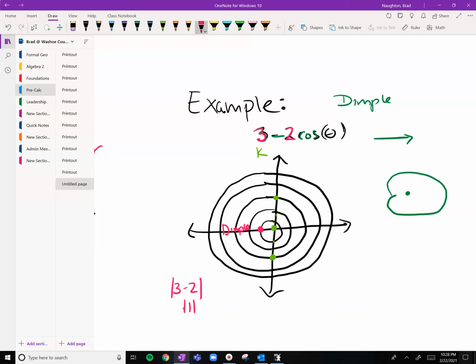And then to find the tip of my Limacon, I'm going to do the absolute value of 3 plus the absolute value of 2, or just take the numbers and add them together, and you're going to get 5. So 1, 2, 3, 4, 5. And so that's how it's going to look. So that is your shortcut to help you out with this.